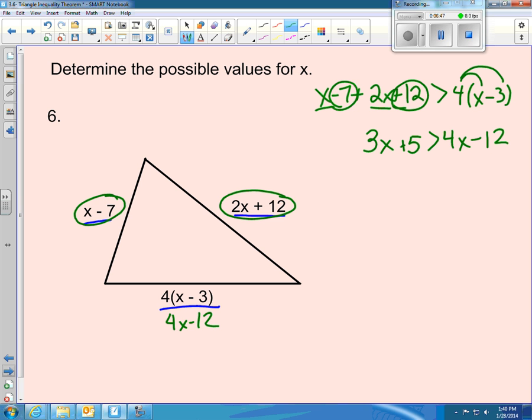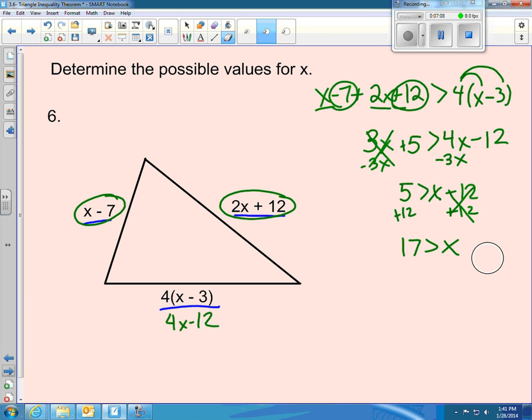Okay, so now I need to move my terms so they're on the same side. So let's move our 3x over. So we get 5 is greater than x minus 12. Let's add 12 to both sides. So we're going to get 17 is greater than x, or we can think x is less than 17. All right, so that gives us part of our range. So that's good. Okay, now let's go ahead and add 2 other sides.